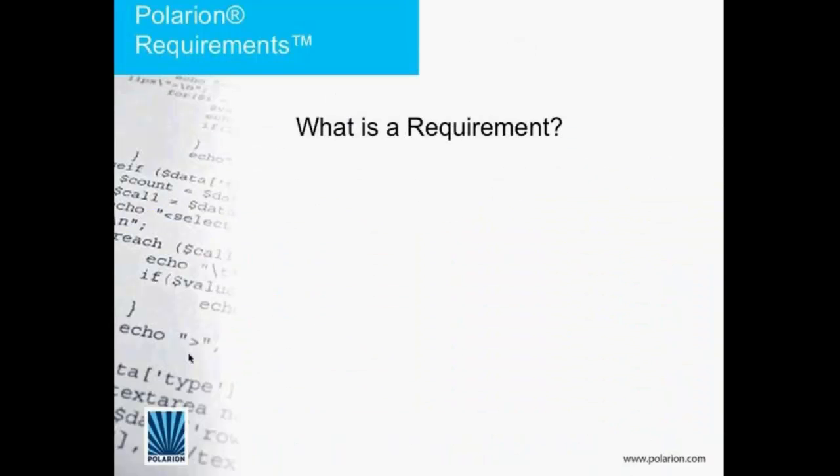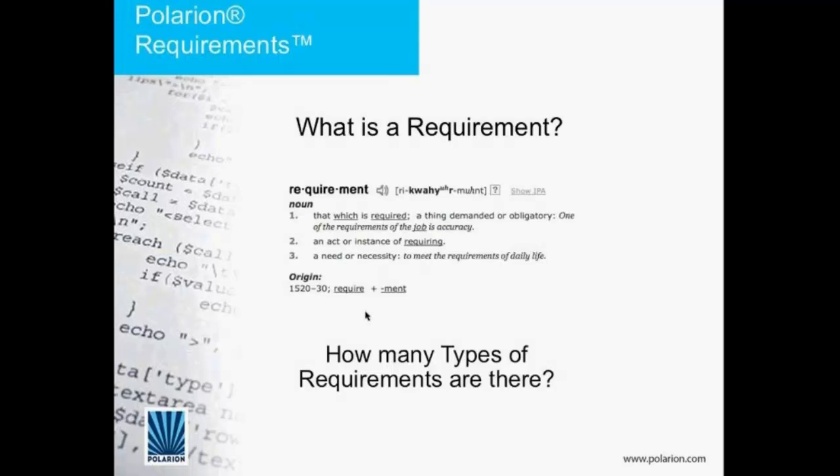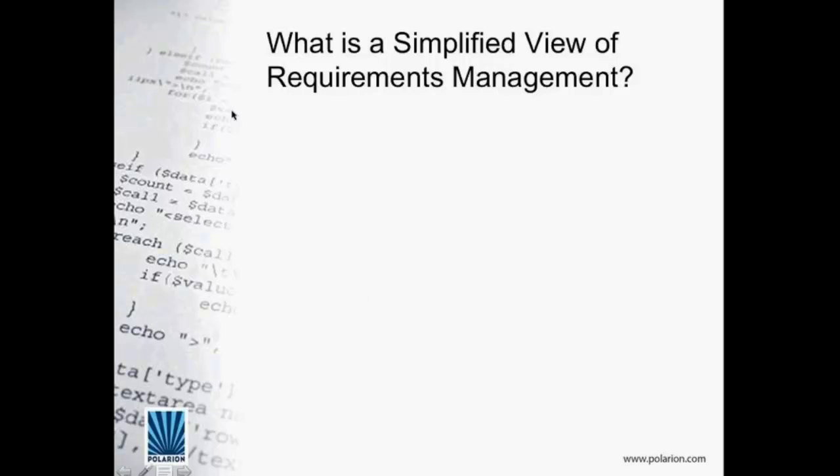All right, well, let's start at a fundamental level now. What is Polarian? We've sort of addressed. What is a requirement? Now, if we just simply look up the dictionary definition of a requirement, it's not very helpful for us in the area of product development. But it is certainly something that we need to have in producing the world's products and services. But how many types of requirements are there? Let's take one view, a simplified view of requirements management.